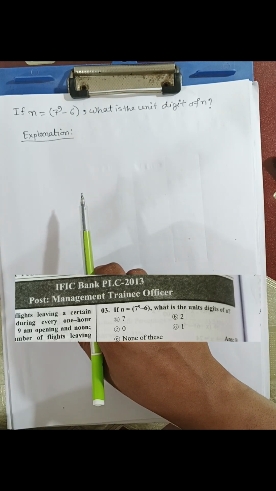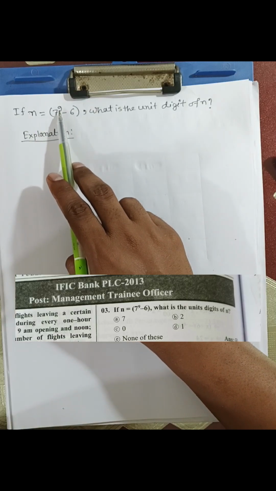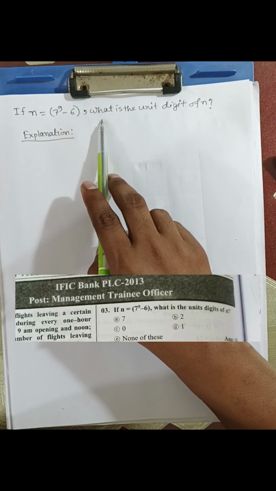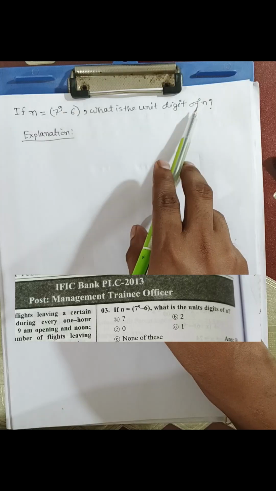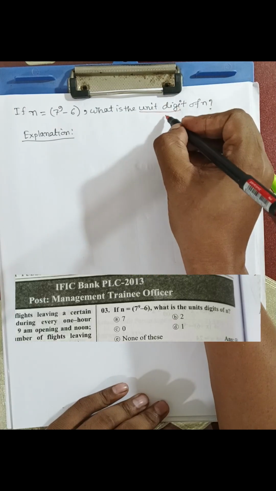This is a math puzzle type question. If n equals 7 to the power 9 minus 6, what is the unit digit of n? Unit digit means the last digit, the ones place.